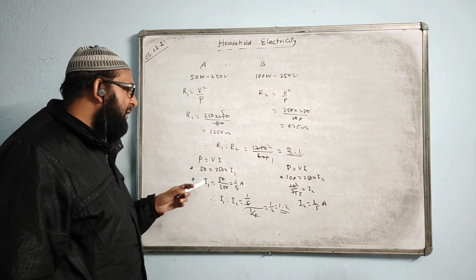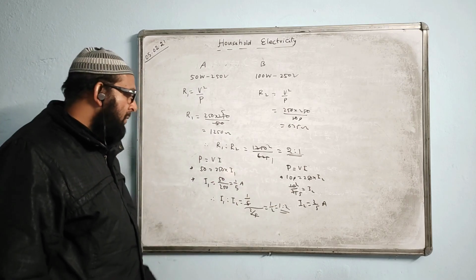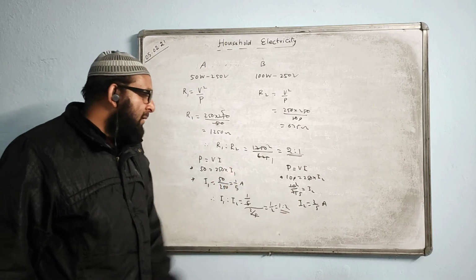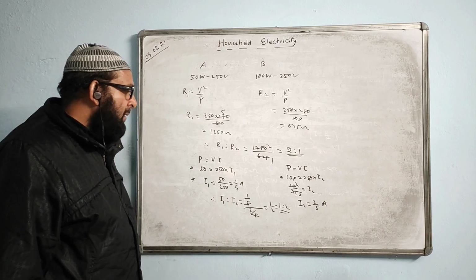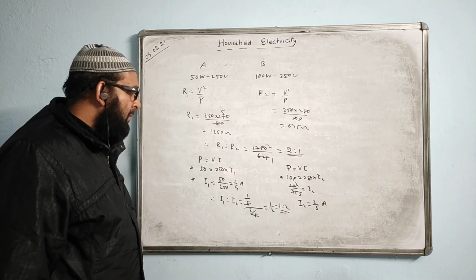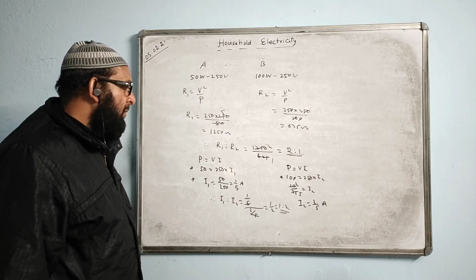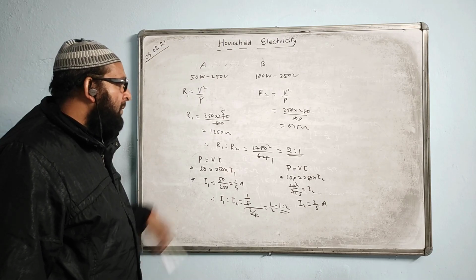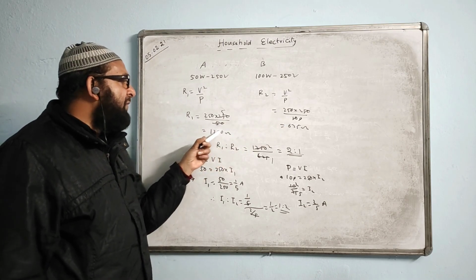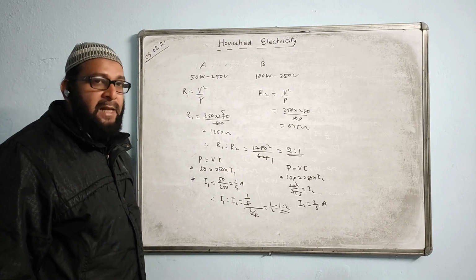What is the last part? Finding the ratio I1 by I2. I1 is 1 by 5. Then R1 and R2 will divide, 1250 divided by 625. Divide. Cancel it.